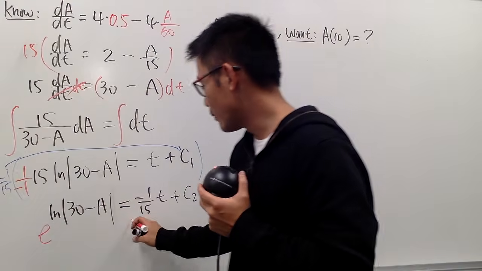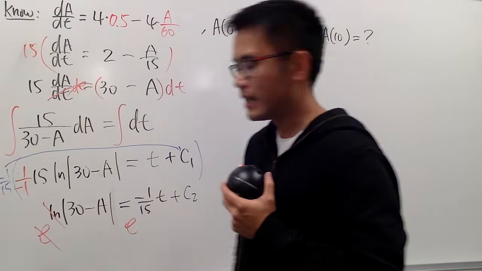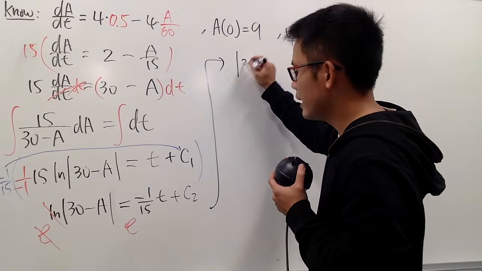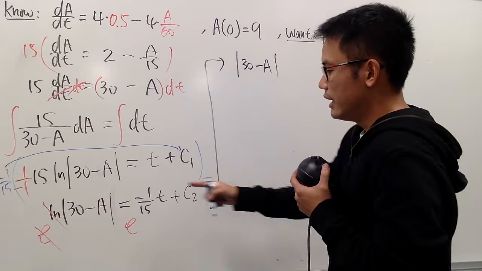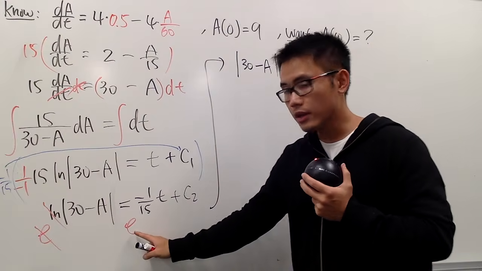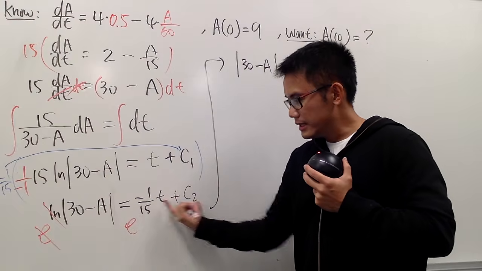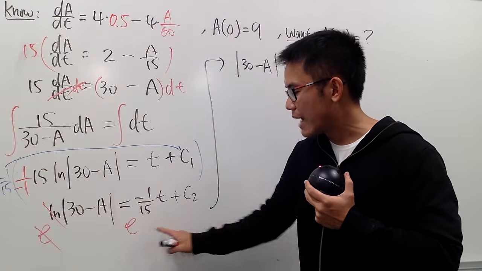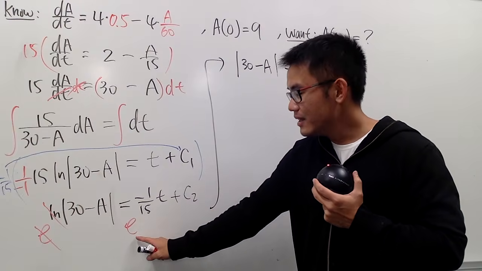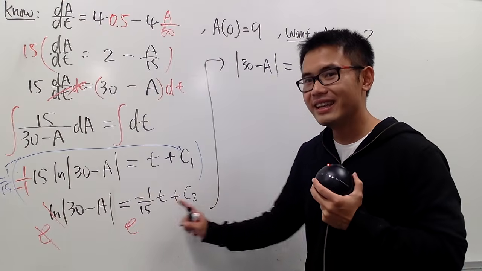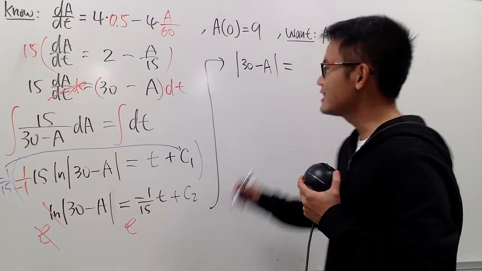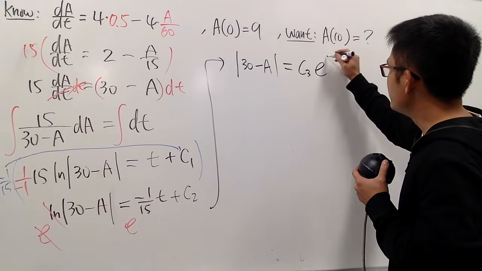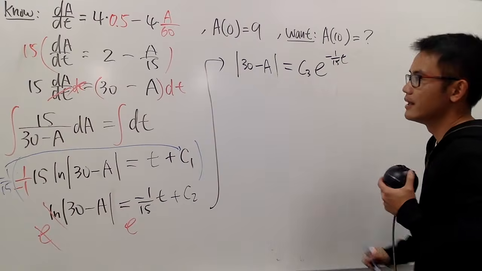Next, e to the power, so this and that will be cancelled. Now, this is still technically absolute value, and then we have the 30 minus a inside like this. And this is equal to e to this power. When we're adding powers, you can break them apart: e to this power times e to that power. e is a constant. c2 is a constant. e to the c2 is still a constant. Let's write that down as c3, and let's put that down first. And then we have this part, e to the negative 1 over 15 t.